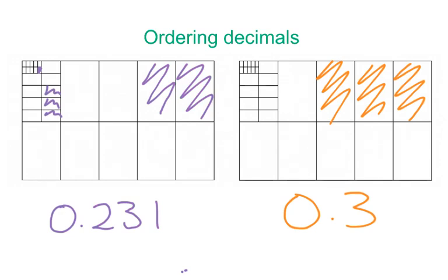Now, if we want to compare these two numbers and put them in order, we can put the visuals side by side, and very quickly and clearly we can see that the orange number is larger because it has 3 large tenths, as opposed to 0.231, which only has 2 tenths, and of course some extra pieces, but they're much smaller. So I would put the less than symbol. So 0.231 is less than 0.3.